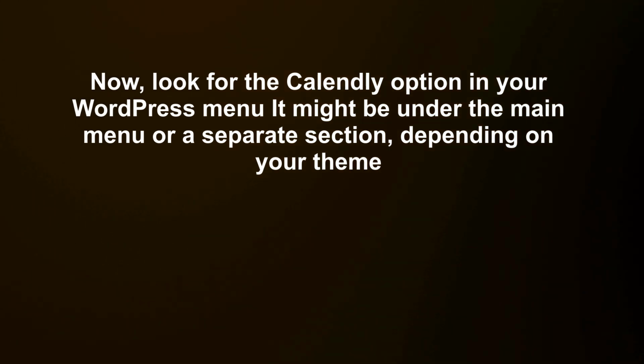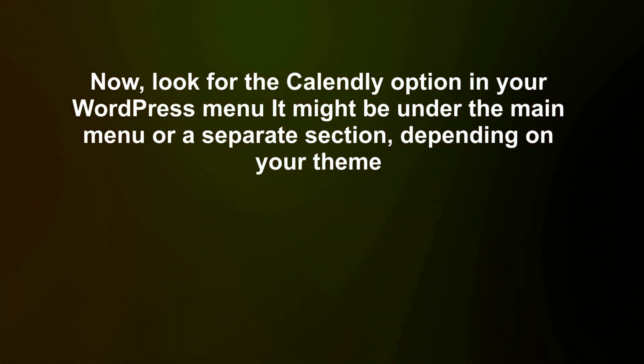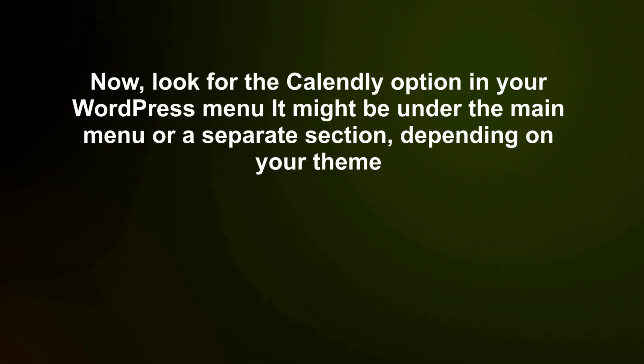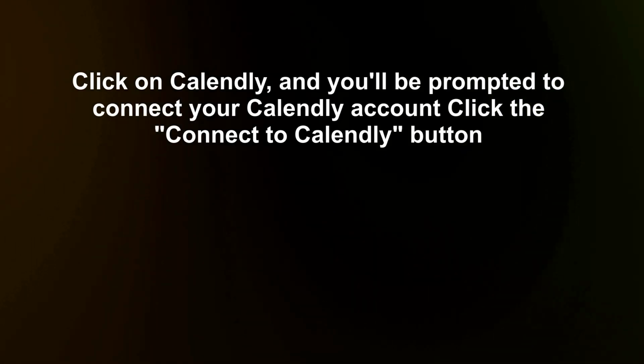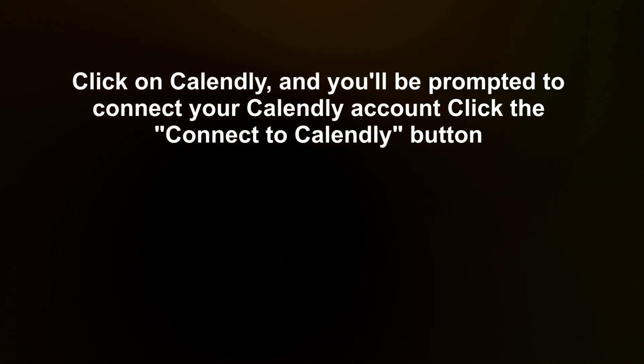Now, look for the Calendly option in your WordPress menu. It might be under the main menu or a separate section, depending on your theme. Click on Calendly, and you'll be prompted to connect your Calendly account. Click the Connect to Calendly button.